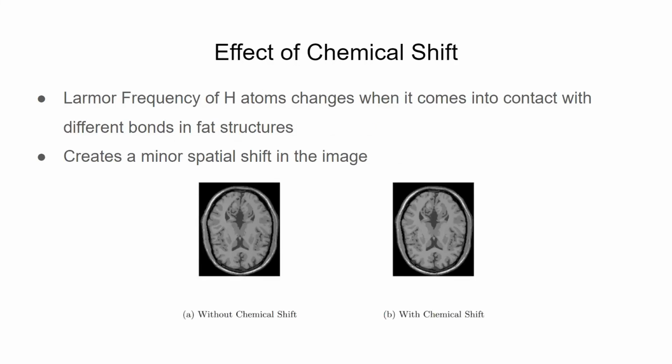Chemical shift is the change in Larmor frequency of hydrogen atoms when they interact with different types of bonds in fat structures. We ran our model with and without chemical shift. On close inspection of the output, it can be seen that adding chemical shift causes a slight spatial shift in the image.